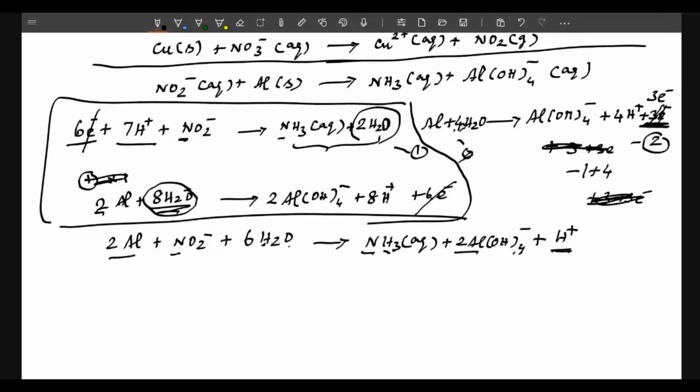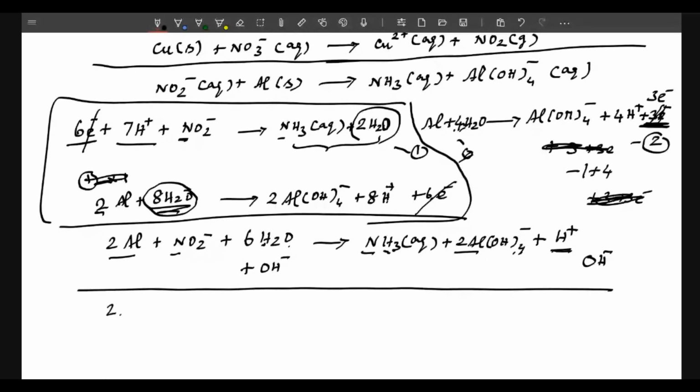How many H plus ions are present in the product side? Only one. Neutralize it with 1 OH minus. If you add one OH minus in the product side, you should also add one OH minus in the reactant side. If you add 4 OH minus in the reactant side, you should add 4 OH minus in the product side, and so on. Here only one H plus. After adding this, now the reaction is changed into 2Al plus NO2 minus plus OH minus plus 5H2O.